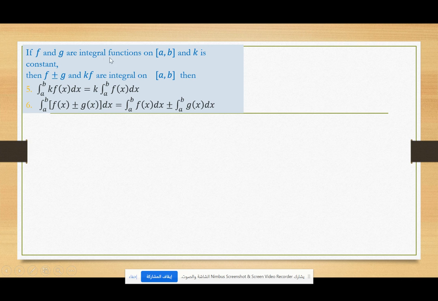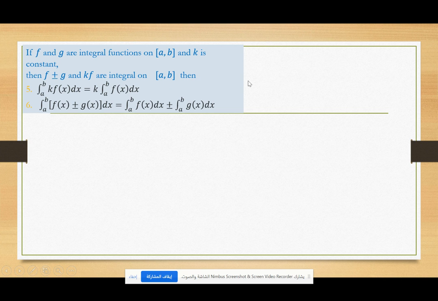If f and g are integrable functions, what do we mean by integrable functions? That means we can calculate the limit of the summation of delta x multiplied by f of x, or we can calculate the area under the curve on the closed interval from a to b, and k is a constant. Then f plus and minus g and k times f are integrable also on the interval from a to b. So what do we mean by that? If the functions are integrable and k is constant, their sum or their difference also are integrable. So we can calculate the limit for them or the area under the curve.